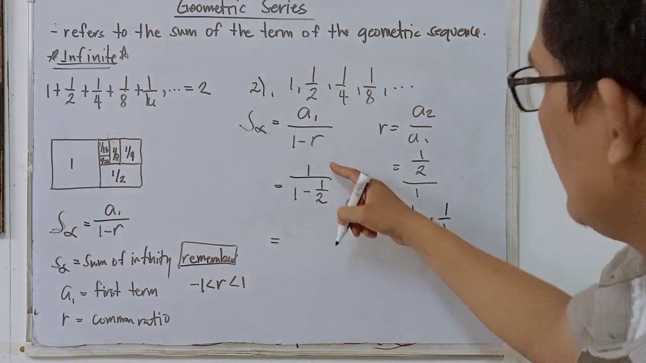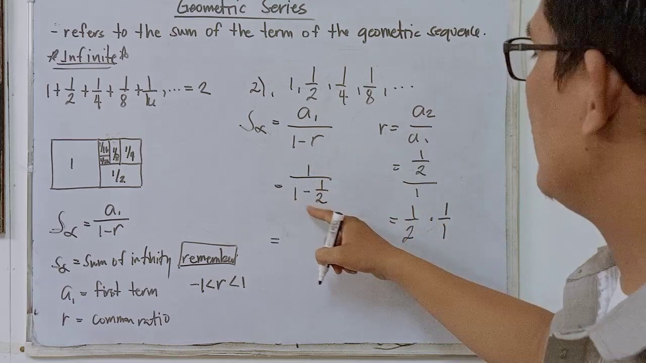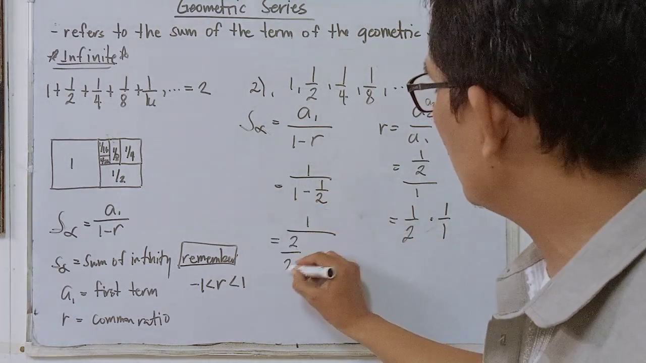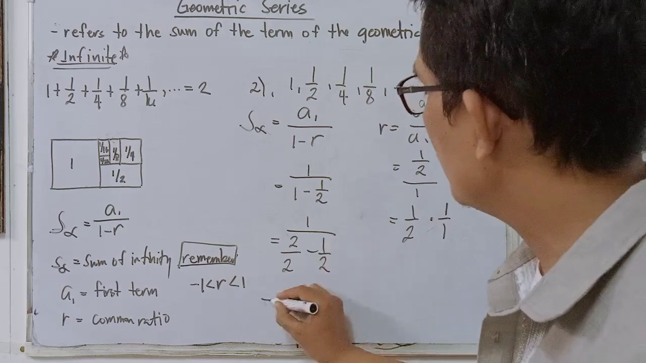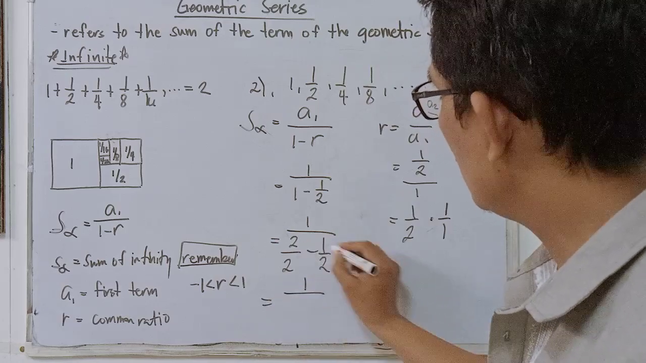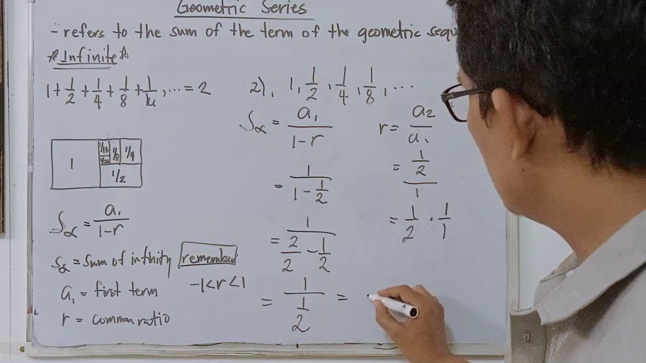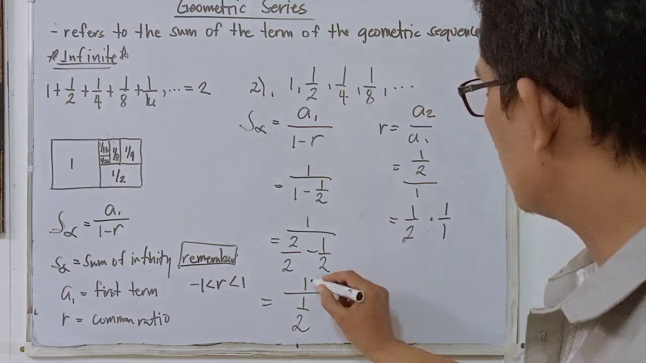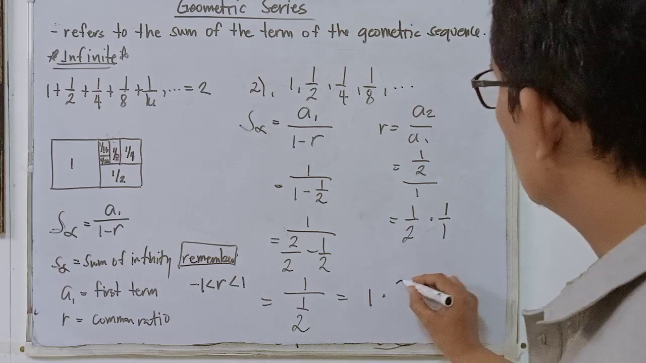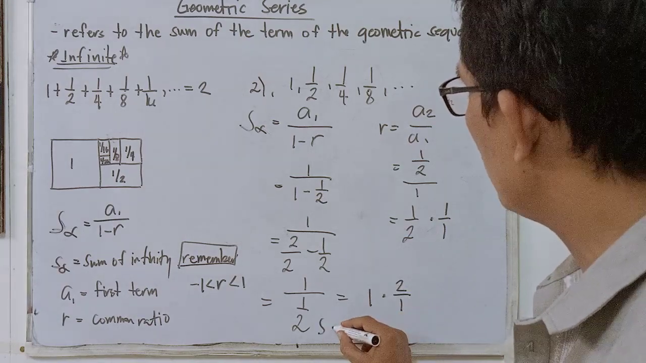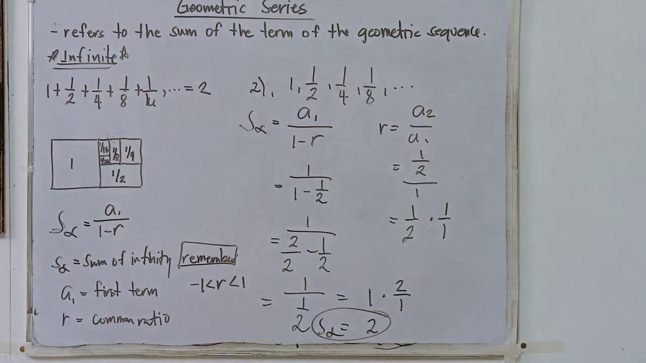Then what is 1 over 1 minus 1/2? So this is 1 over 2/2 minus 1/2. So this is 1 over 1/2. And just find the reciprocal. So this is 1 times the reciprocal of 1 over 2, which is 2 over 1. So this is equal to 2. So therefore, the sum of infinity is truly 2.